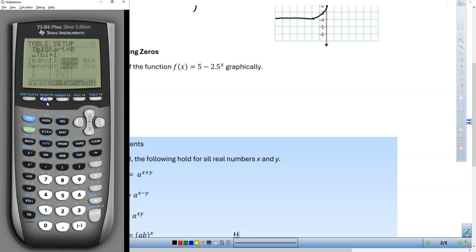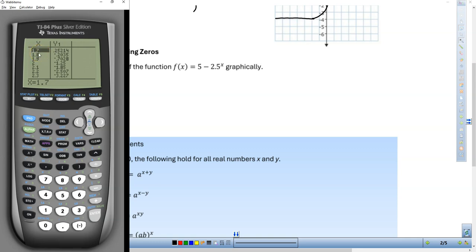So I'm actually going to go into my table set here. And I know this is going to be around 2, so I'm going to change this table start to 2. And I'm going to change this change value. Let's change our scaling to 0.1. And then I'm going to go back into my table, so second and then table. And now I can, of course, hit the up arrow here to see a little bit more where this is going to be. So now I can see it's between 1.7 and 1.8.